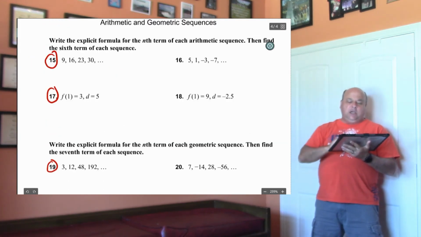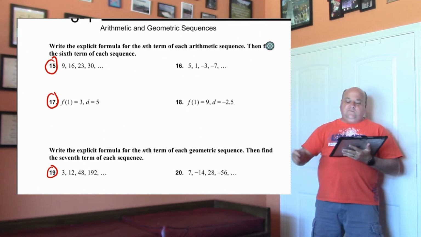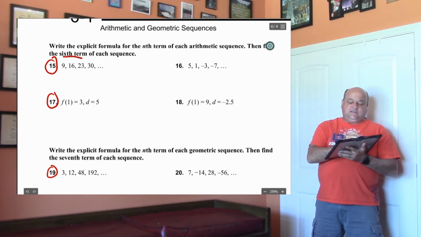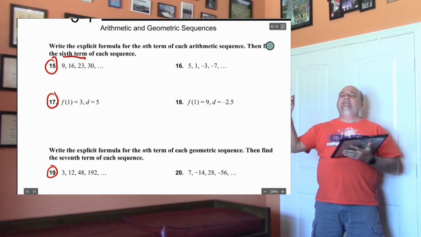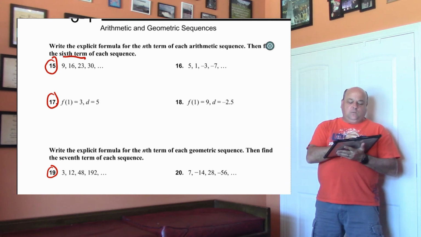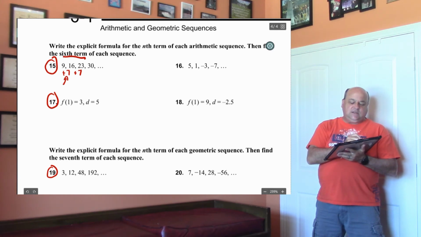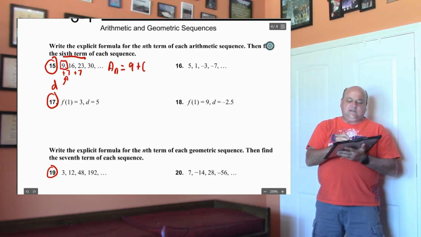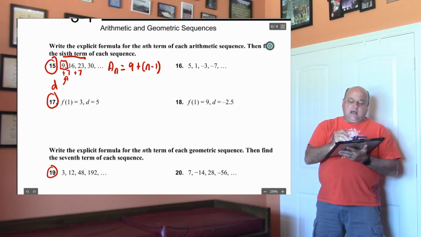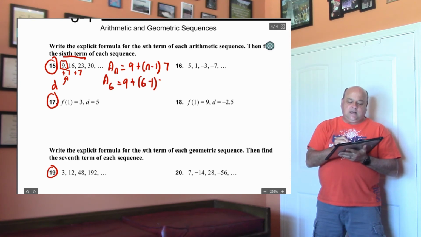Turn the page. Write the explicit formula for the nth term, then find the sixth term, okay? These are not hard at all. Okay, so we need to find the common difference. If I subtract, I get 7. If I subtract, I get 7. 7 is the common difference. So I'm going to write down a_n equals, the first term is 9, plus n minus 1, and the common difference is 7. And then I want to get the sixth term, 9 plus 6 minus 1 times 7.